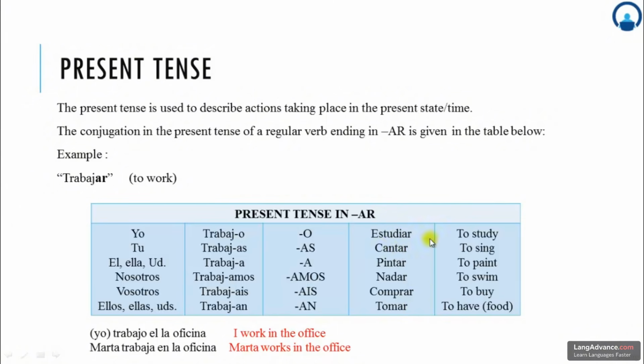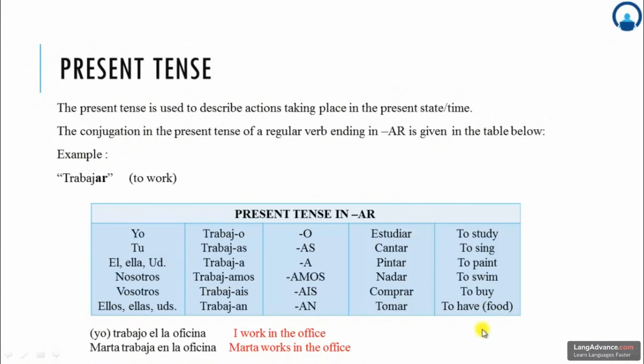Estudiar means to study. Cantar means to sing. Pintar means to paint. Nadar means to swim. Comprar means to buy. And tomar means to have, generally used for food, to have food.